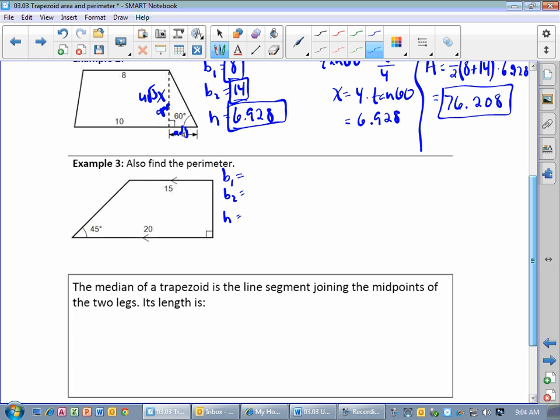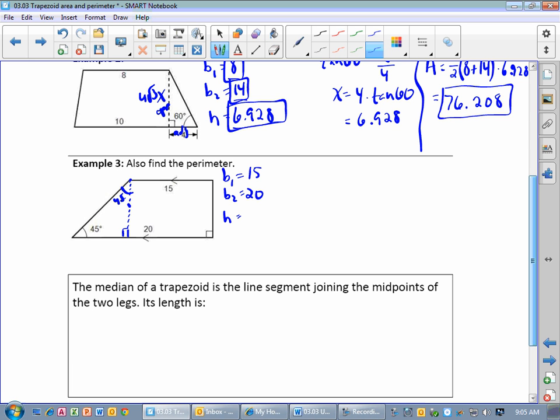Okay. So based on the labels, base 1 would be either 15 or 20. Base 2 would be the other one, so in this case 20. Now the height isn't drawn here. The height is that distance, which is the same as this side, but we don't know either one. Okay. So do we know anything else that deals with this height? Okay, we have an angle. And so since this is 45, this is also 45, and this is a right angle. All right. Do we know any side lengths here? Can we figure out any side lengths?